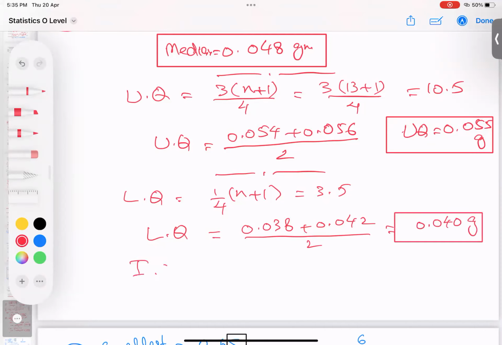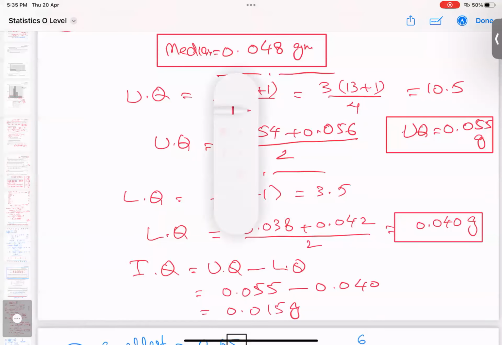And what is the interquartile range, students? You know, upper quartile minus lower quartile. Upper is 0.055 and lower is 0.040. And I think 0.015 is our answer. Yes, correct. Grams. So Alhamdulillah Rabbil Alameen, this part is clear.